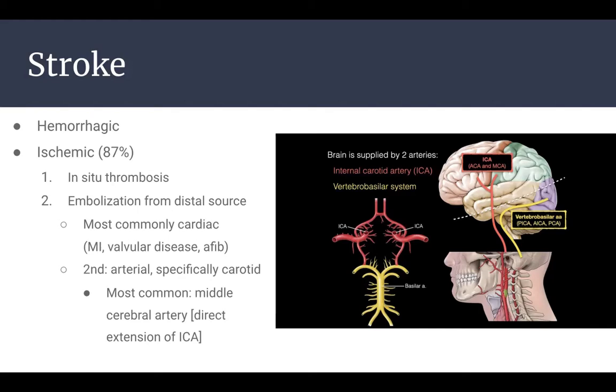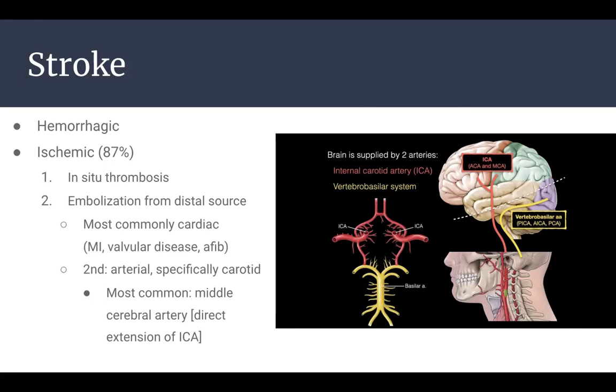So these are patients we think of that have atrial fibrillation, that might have an atrial clot. Maybe they have a large MI and ended up with a ventricular clot. Also, patients with certain valvular diseases might be more likely to develop thrombi there. The other sources that patients can have embolization from are arteries. And specifically with strokes, we think of the carotid arteries.